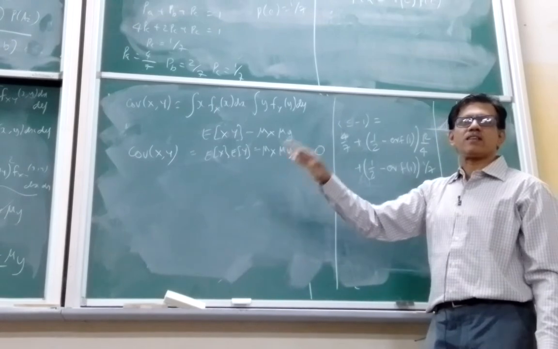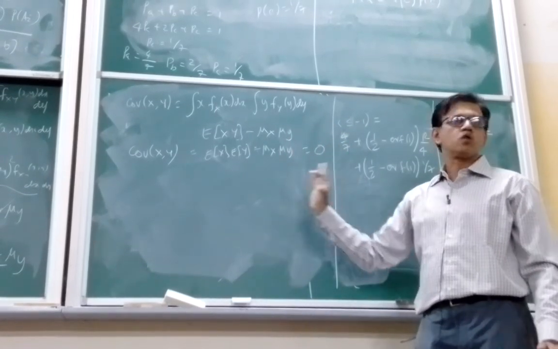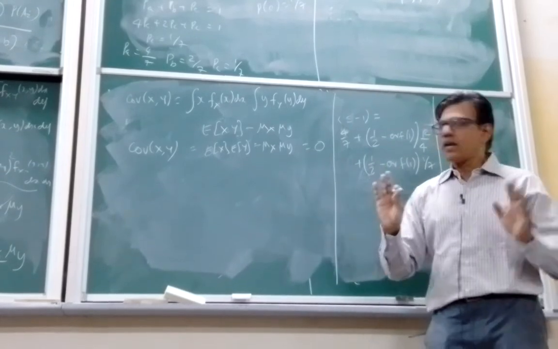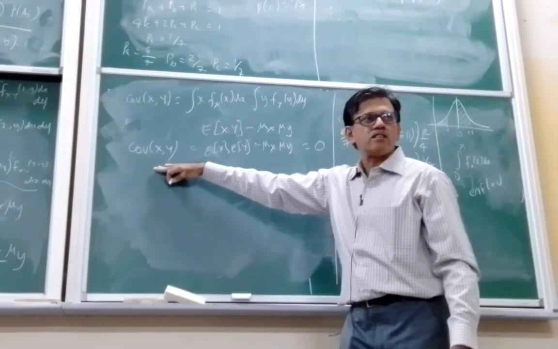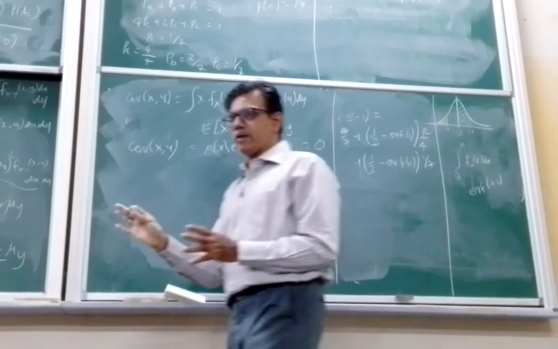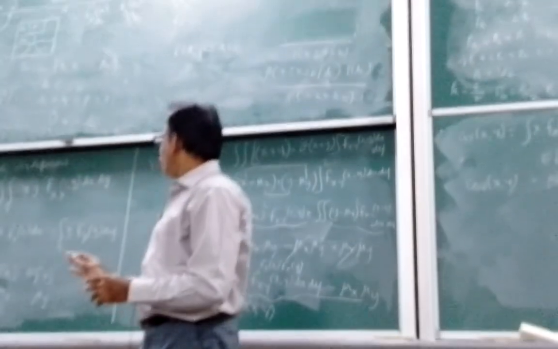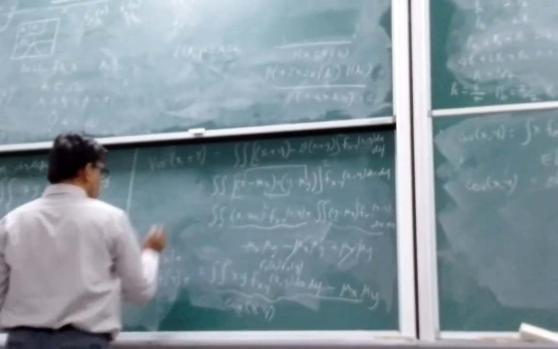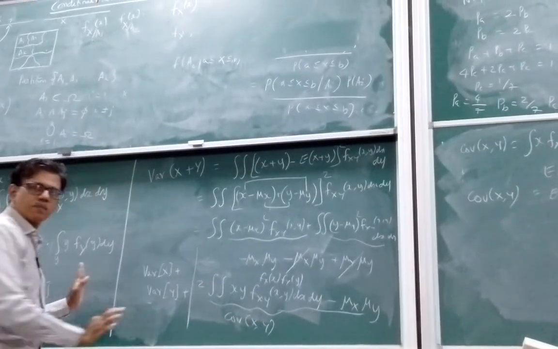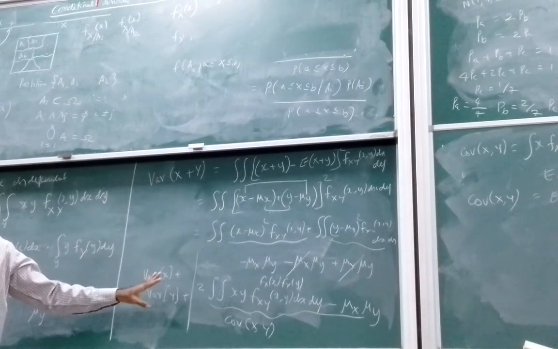So variance of x plus y is equal to variance of x plus variance of y. In general, this factor, covariance of x comma y, if it is 0, we take x and y as uncorrelated. If they are uncorrelated, variance of x plus y is equal to variance of x plus variance of y. If they are independent, definitely it will hold.